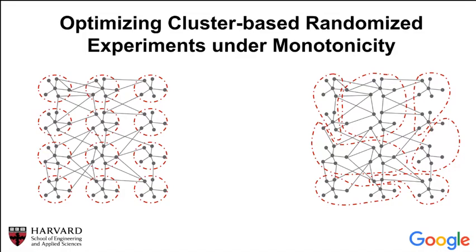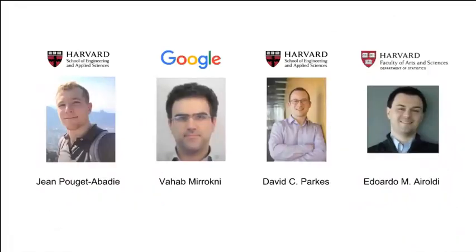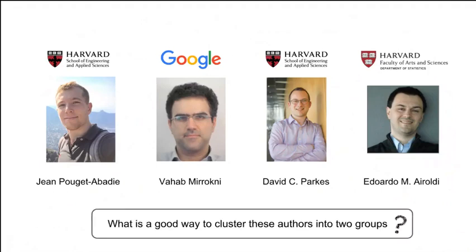Hi everyone, my name is Jean, and I'll be giving you a short preview of how to optimize cluster-based randomized experiments under monotonicity. These are the authors of the paper from the left: Jean, the one narrating the video, Vahab, David, and Edo. Imagine someone asked us to group these authors into pairs in a meaningful way.